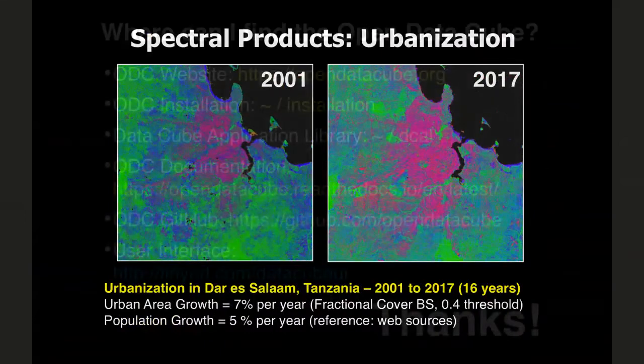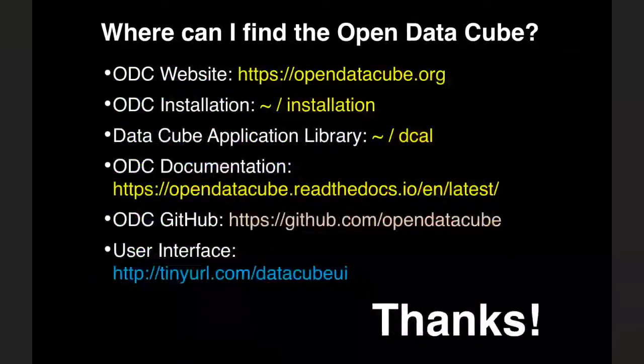So finally, to show you where you can find the Open Data Cube resources, I've listed a few things here. The best place to go is our Open Data Cube website. So just opendatacube.org will take you to the top website. Once you're there, there is a sub-menu for installation. There's another menu for applications.